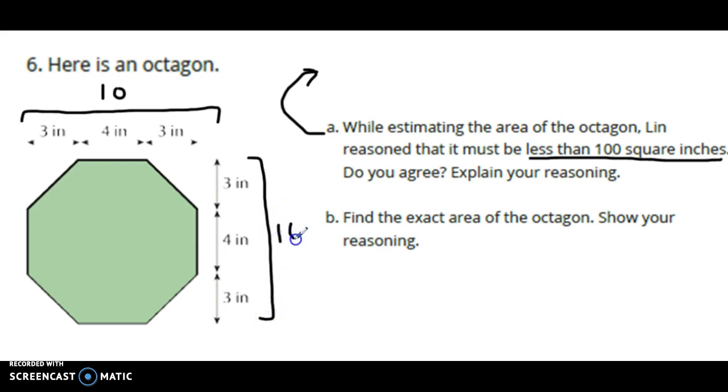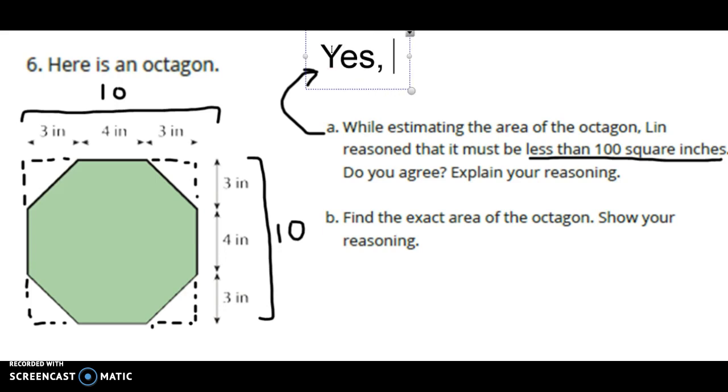So if instead of being an octagon, and I'm just going to use dotted lines to show that it's not real, if this were a square measuring 10 by 10, then the area would be exactly 100. But I can tell, just like Lynn can tell, that the octagon fits inside of that square, which means that its area is smaller. So we're going to say yes.